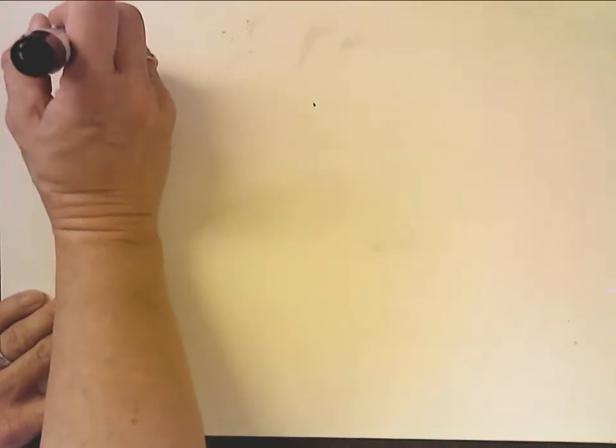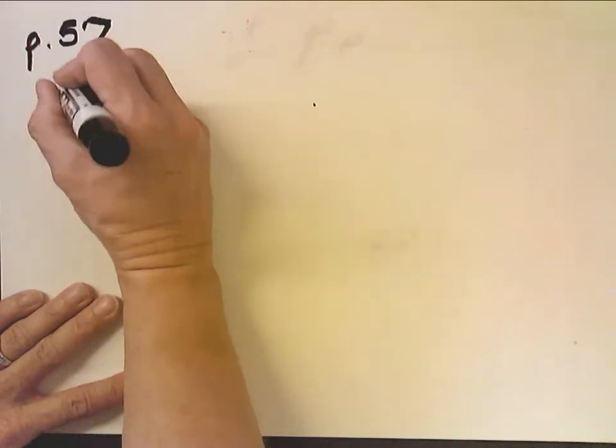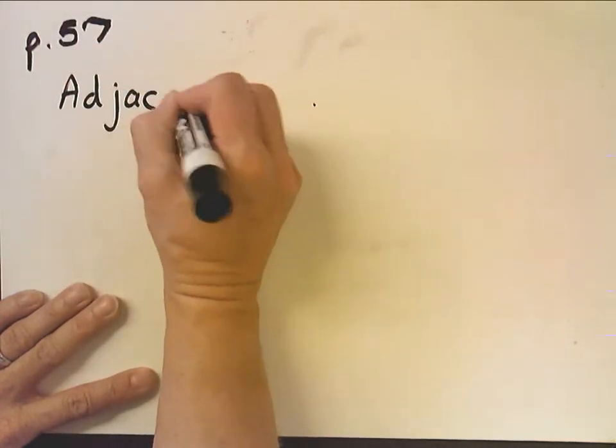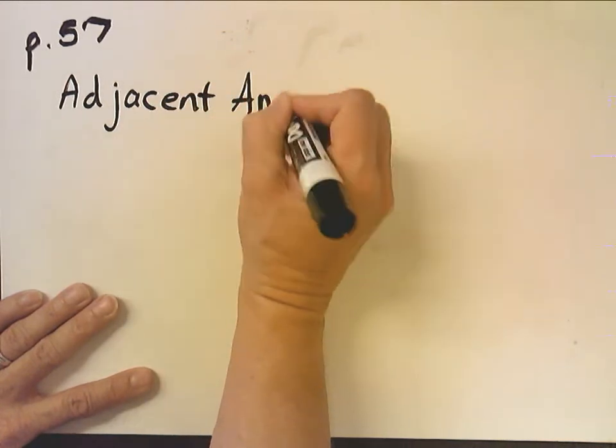Okay, turn to page 57 in your 3.3 packet. We are going to go over some vocabulary having to do with angles. Okay, so page 57. And the first vocabulary word we're going to go over is adjacent angles.